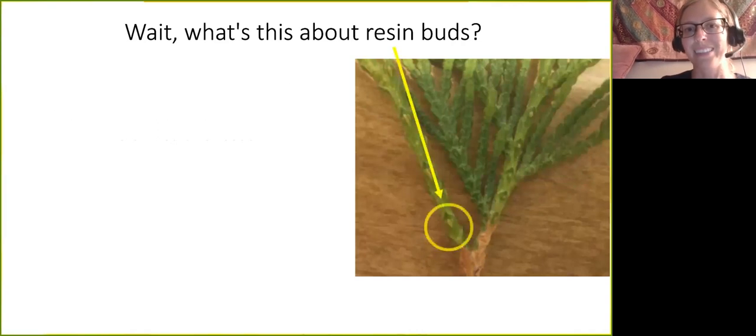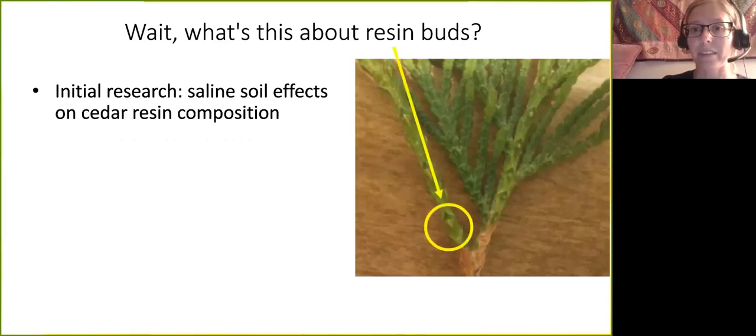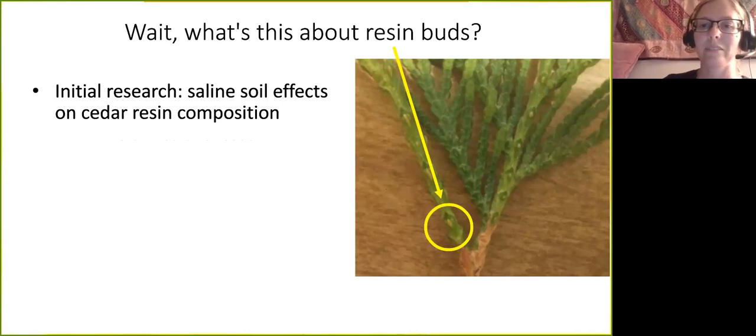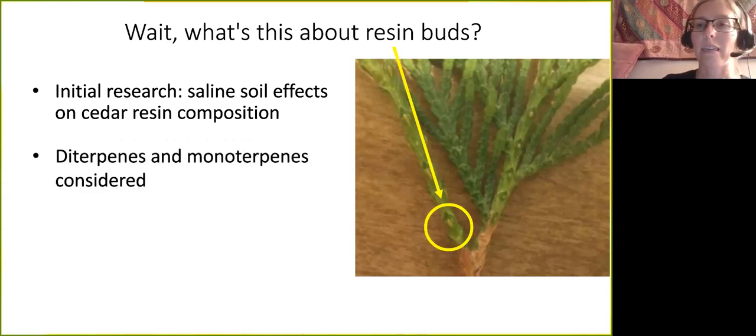Well, turns out when I first was starting this research, I wanted to look at how saline soils might affect the cedar resin composition of the cedars. So you can see here, I have this little yellow thing with the two yellow dots on the side. That's the resin bud that is underneath cedar leaves, contains resin. And what I was interested in was looking at the diterpenes and monoterpenes of those resins.